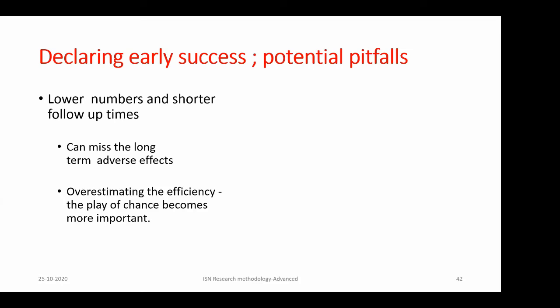Then sometimes, if you recall the first class on confounders, bias and all, if you remember the picture Dr. Datta has shown, you see that as sample size increases, the random error becomes less. So if we are terminating the study at an early date, there is a very likely possibility that we might be overestimating the efficacy. The play of chance becomes more important. So I will show you an example.